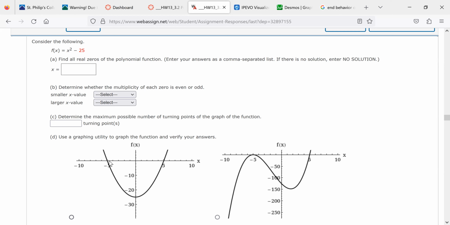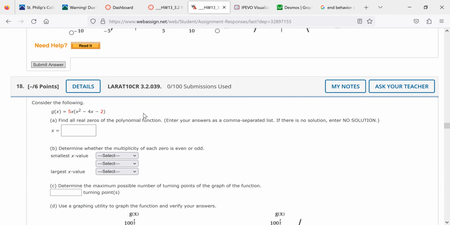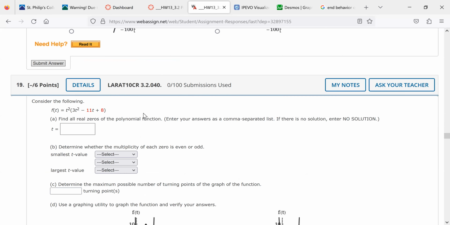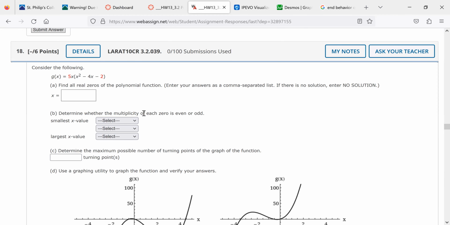All right, so eventually they try to have you find out every little detail. Yeah, let's do 18. I think that'll be more interesting. We'll do it on the paper because there's a lot of little details. So the first thing you should do is find the zeros. Do you guys remember how to find the zeros?